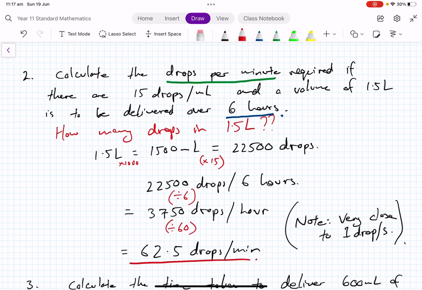So notice what I've done. Firstly, let's convert the capacity that the person needs to drops. Then we say we need that many drops in 6 hours. Then you divide by 6 and we go per hour. Then we divide by 60 to get per minute. So now I've got my drops per minute requirement: 62.5 drops per minute in this case. All right, let's do one more question, similar but slightly different.